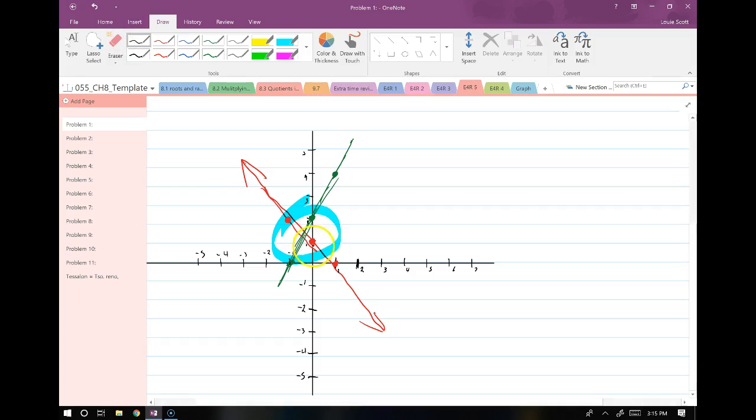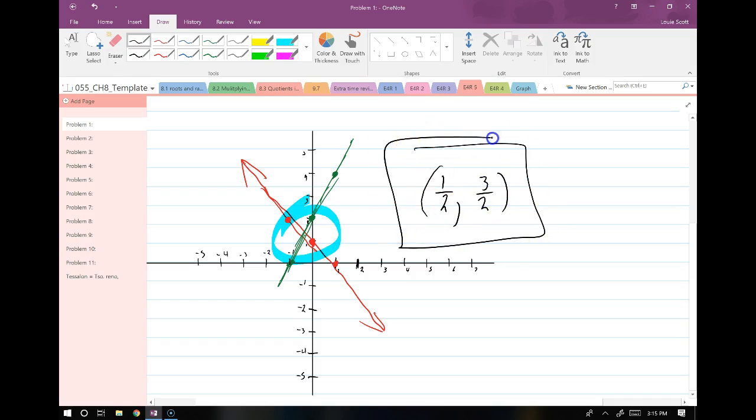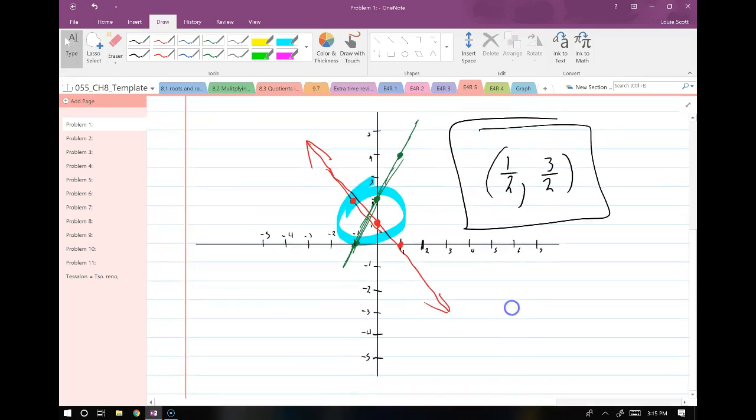So, I don't know, that point is at maybe, let's say, 1/2, 1.5, so maybe 3/2. There we go. As long as you're somewhere in the general area, even if you're off by a couple of points, I don't care. As long as you graphed it correctly, that's the most important part. Okay.